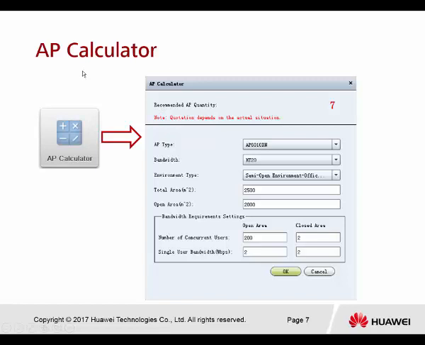This is the calculator used to do the calculation for the AP: how many APs are required to be deployed at the building? So you need to know what model of AP you are going to deploy. This is the Huawei AP, and they have more models we can select. Then the bandwidth, we can select 20 MHz or 40 MHz. For the environment, you can choose the semi-open environment office, or they have many others, indoor and outdoor use environments.